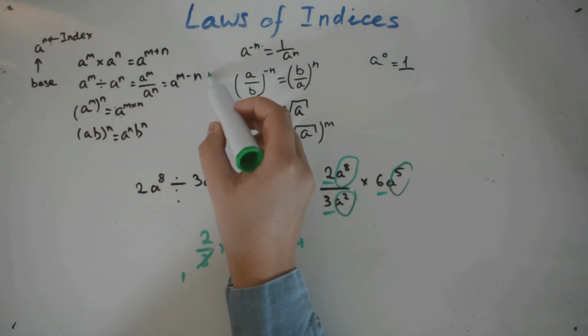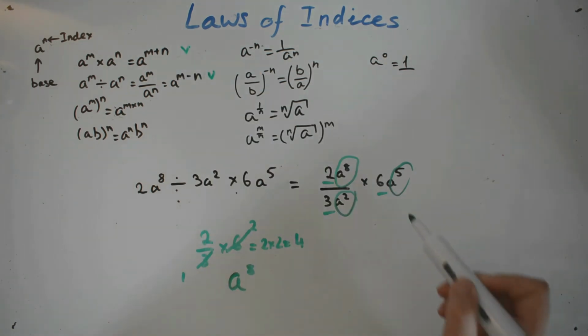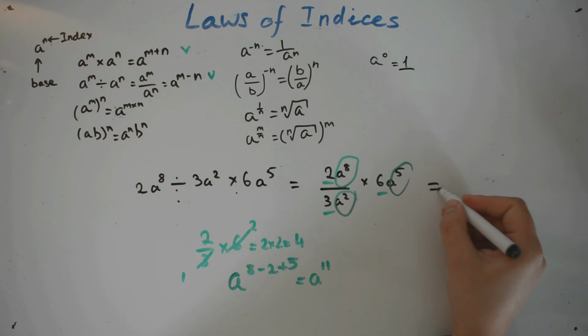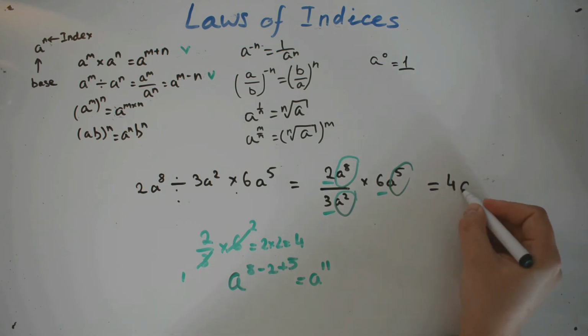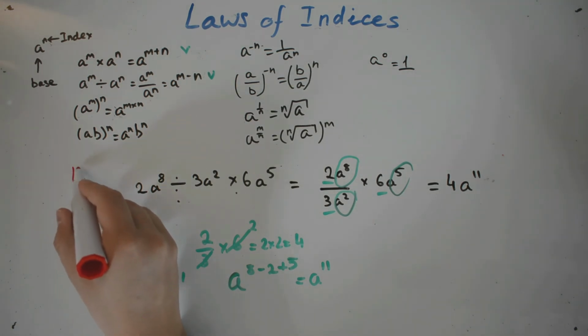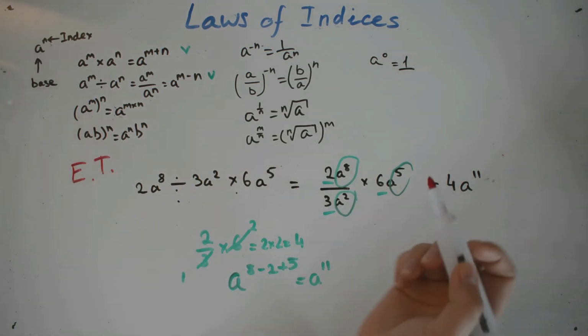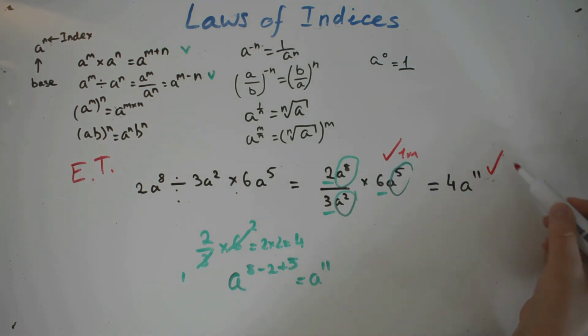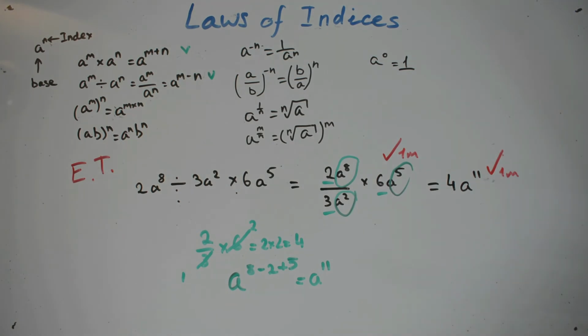Okay, and we combine several rules, so we'll use rule 1 and 2. And I will just combine them in one go. So where you divide, you subtract 2, and where you multiply, you add 5. So that becomes just a to the power of 11. And I'm just going to write the final answer as 4a to the power of 11. So exam techniques, you will get 1 mark for your first step and the second mark for your final answer.